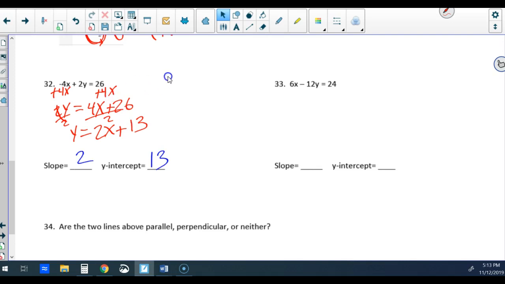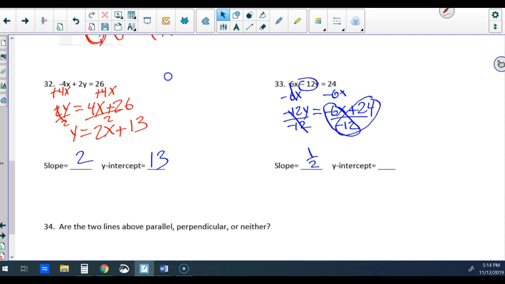Number 33, 6x minus 12y equals 24. Get y by itself, minus 6x to both sides. Negative 12y. Don't lose that negative sign. That's a negative 12. Don't lose it. Negative 6x plus 24. Divide by negative 12. Divide by negative 12. Negative 6 over negative 12 is positive 1/2. 24 over negative 12 is negative 2. Oh, I didn't actually write it. Y equals 1/2 x minus 2.